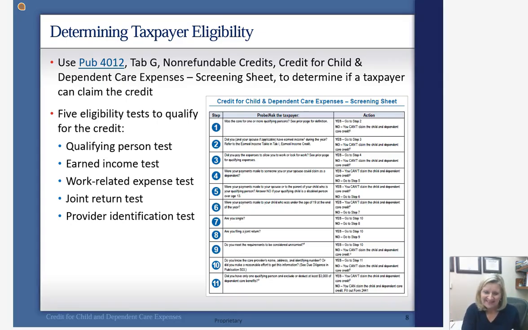So I ended with the are you single? If you are married and you're filing a joint return, then you can go ahead and claim the credit. If you are meeting the requirements to be considered non-married, then you can file for the credit. So there are a number of different qualifying pieces of information for this credit.